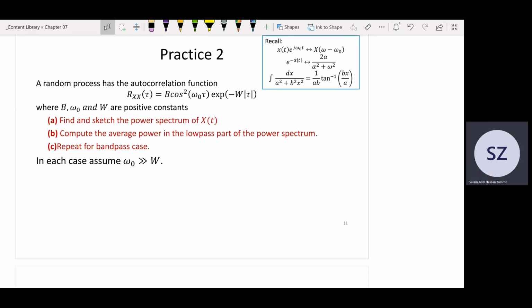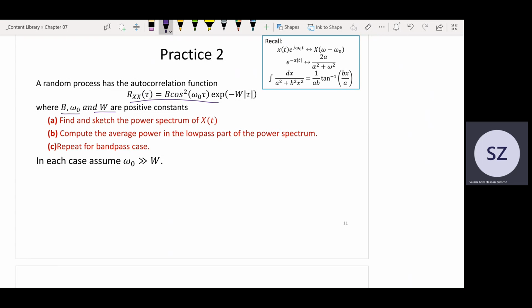Let's have another example. Now we have the autocorrelation function given by E cosine squared omega 0 tau times exponential of minus W tau, where E, omega 0 and W are all constant. If the mean is constant, is this wide-sense stationary or not? The mean is constant, the autocorrelation function depends on tau, not on t, so it's wide-sense stationary.